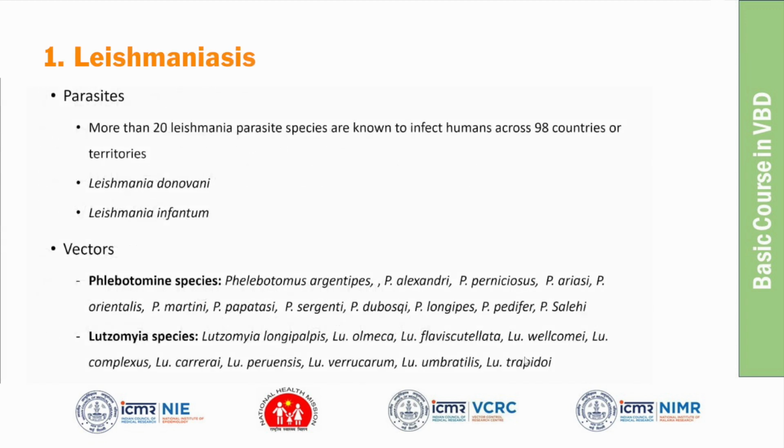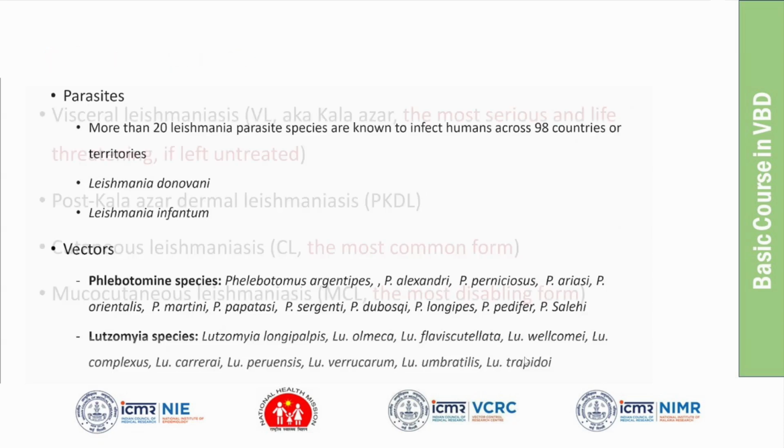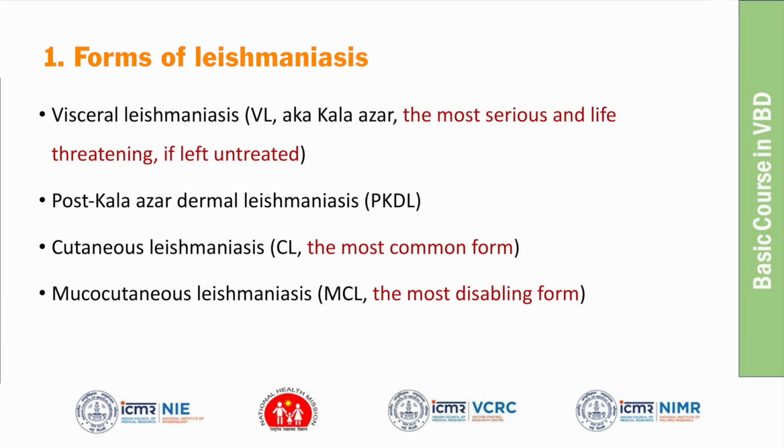You all know that leishmaniasis is caused by Leishmania parasites, which include Leishmania donovani and Leishmania infantum mostly. More than 20 Leishmania species are known to infect humans across 98 countries or territories, of which Leishmania donovani and Leishmania infantum cause most of the infections. The vectors include Phlebotomine species, which transmit the infection to humans and animals.